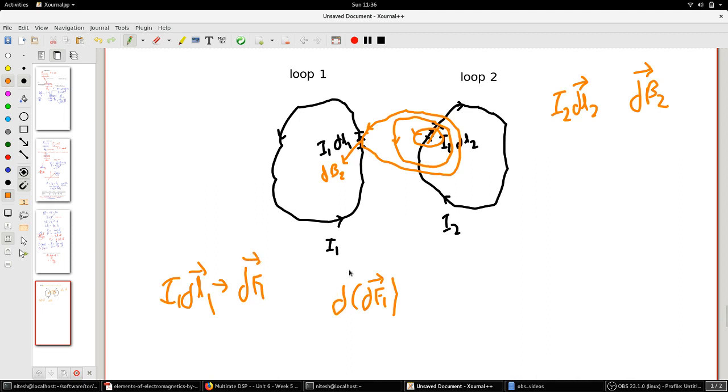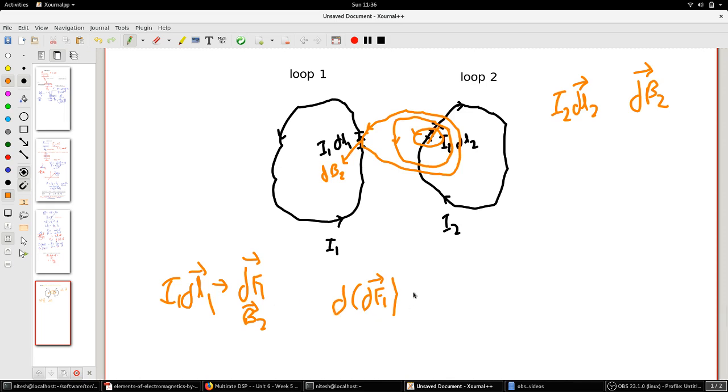Okay. Now, what is the force due to dB2? I1 dl1 experiences a force dF1 due to B2. B2 is the magnetic field generated by this current flow. Now we are assuming a very infinitesimally small magnetic field dB2 because of this I2 dl2. So this will be d of dF1.